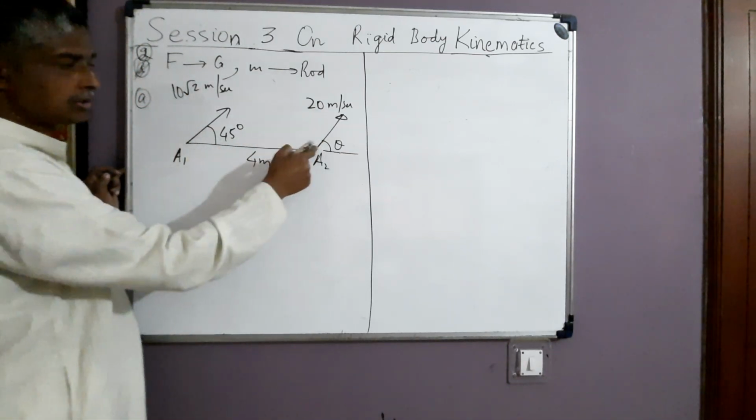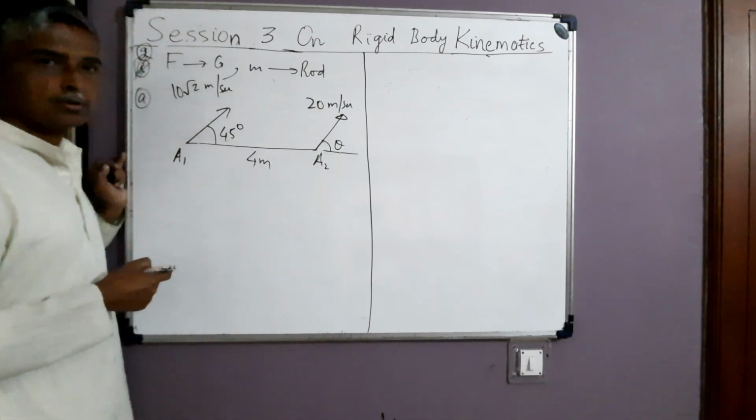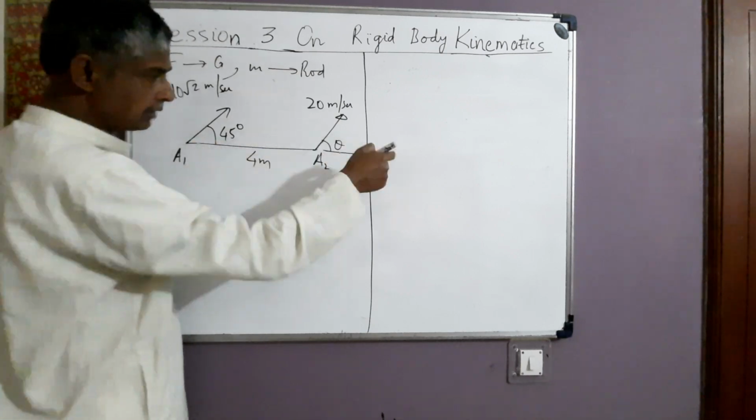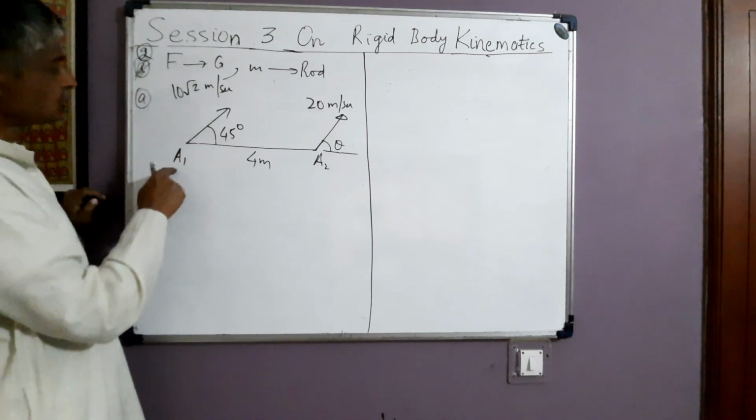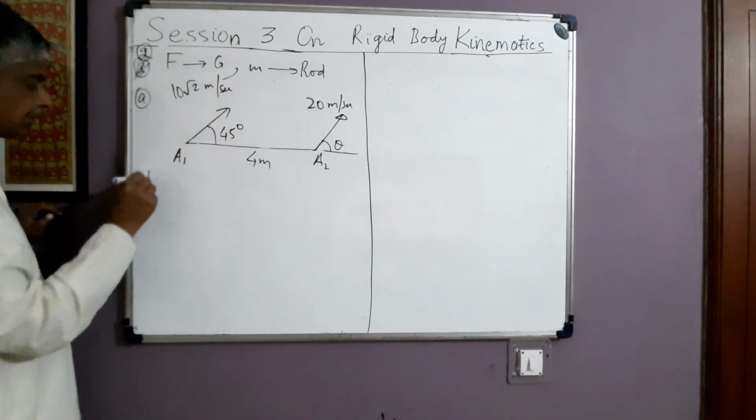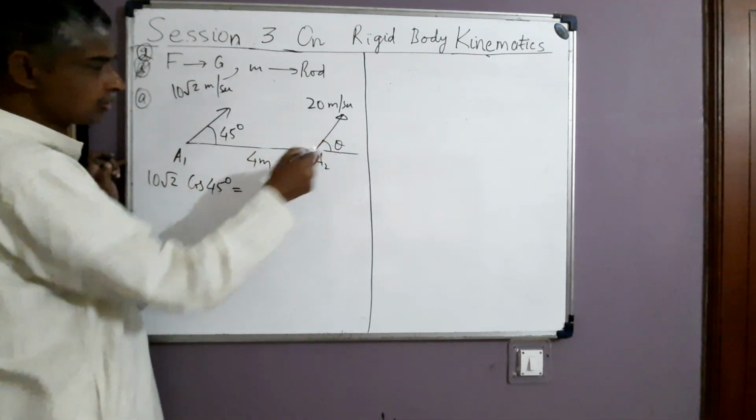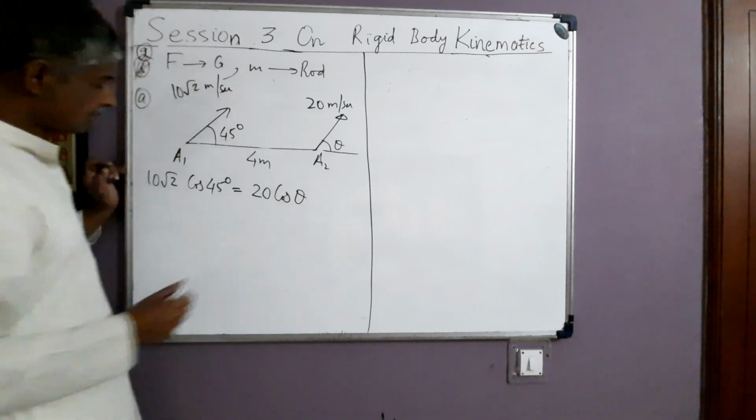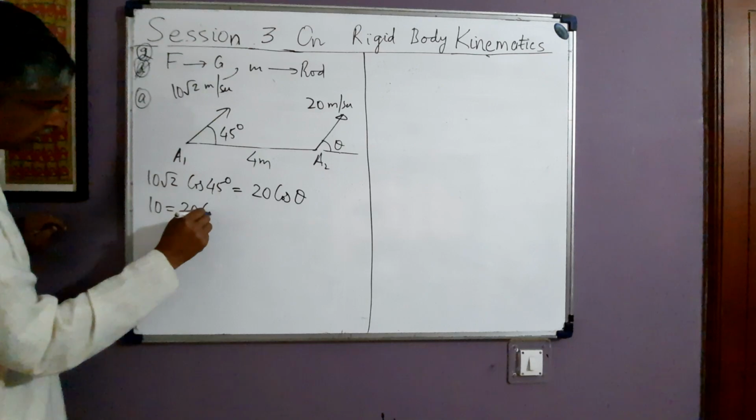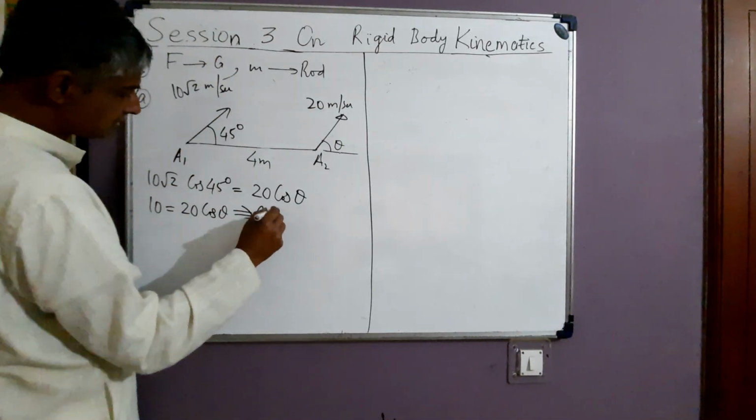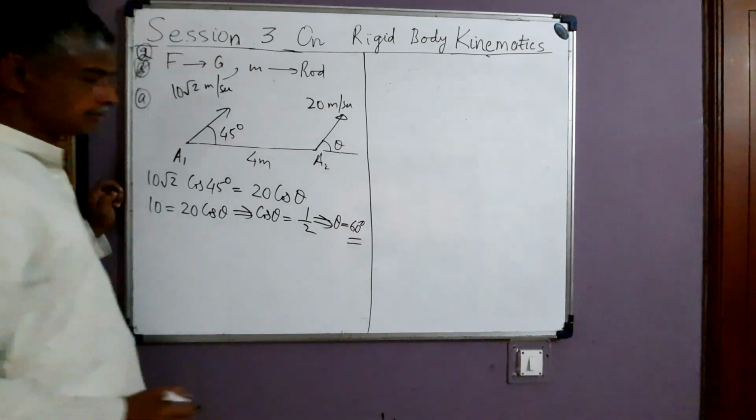For theta, you know that this rod is a rigid body. Its length is constant. Distance between the points A1 and A2 is constant, 4 meter. So components of velocities of A1 and A2 along this rod A1A2 are equal in magnitude and direction. The component of velocity of A1 along this rod is 10 root 2 cos 45 degree. That is same as 20 cos theta. Now cos 45 degree is 1 by root 2, so root 2 goes away. 10 equals 20 cos theta. That means cos theta is equal to 10 by 20, half. So that means theta is equal to 60 degree.